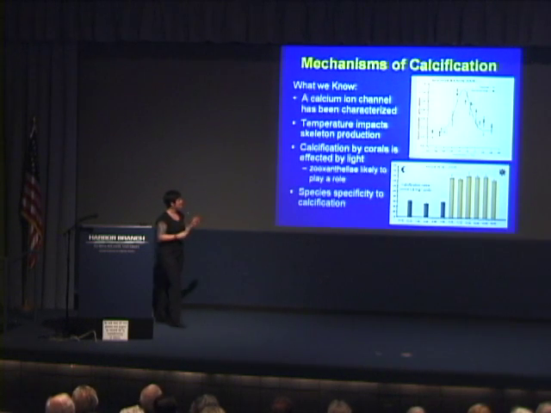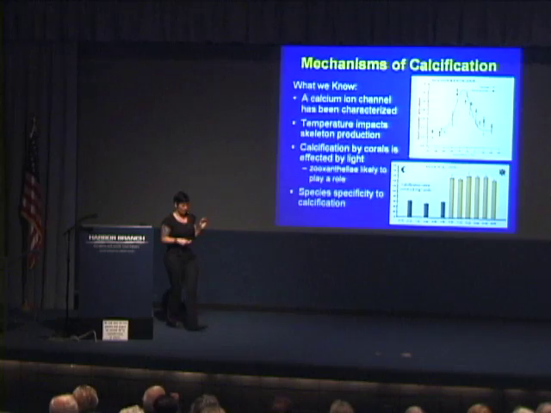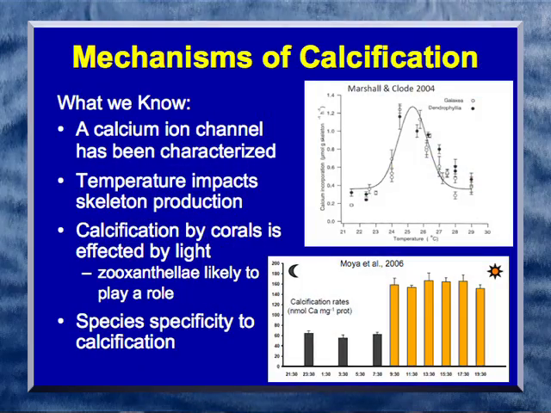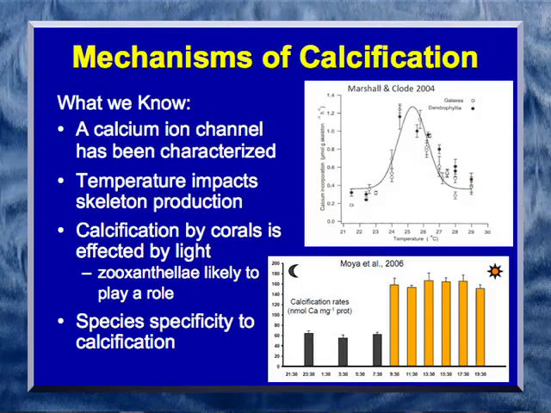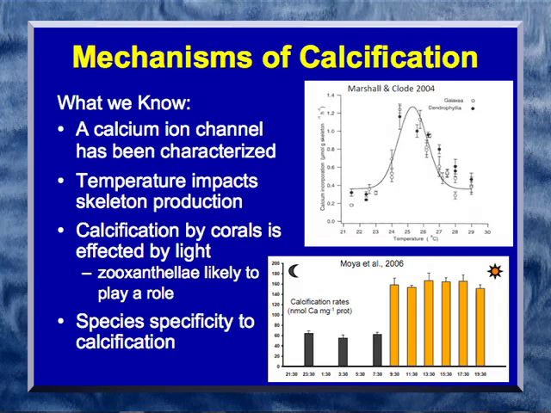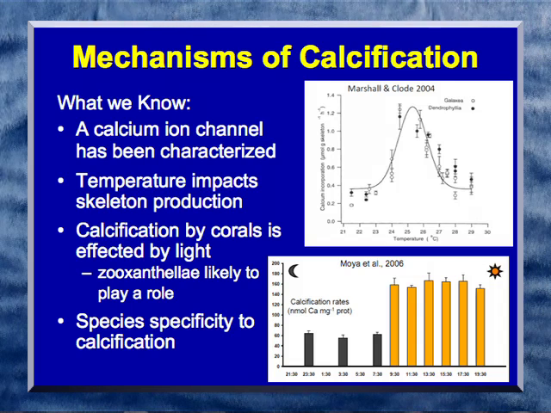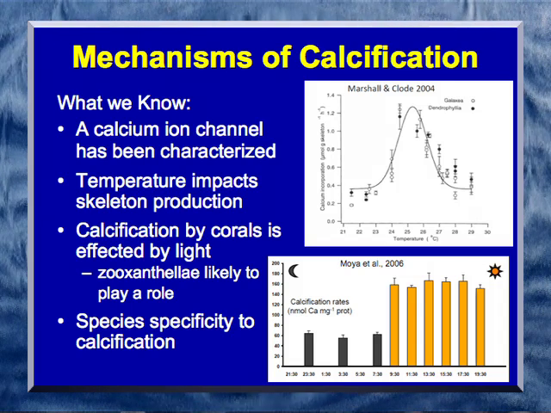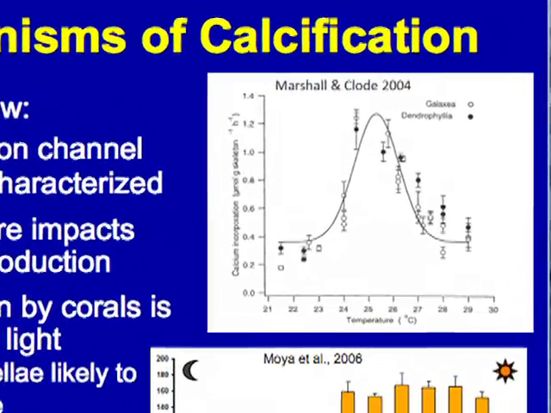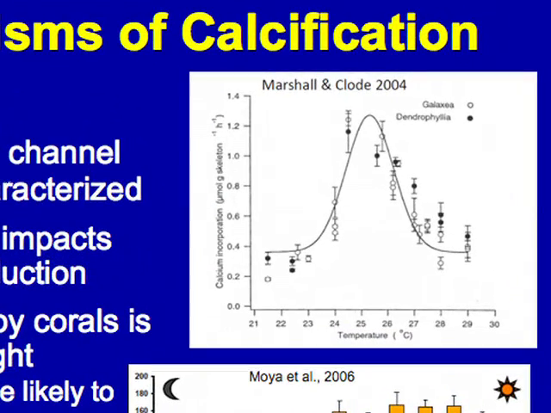And a few other things that we do know about coral calcification is that we know a calcium ion channel is involved because it has been characterized through molecular diagnostic processes. And we do know that there are temperature impacts to skeleton production. That's what this graph from Marshall and Clode 2004 shows. This is calcium incorporation into the skeleton, and you can see that there's an optimal temperature range. At too cold of temperatures, the skeleton process goes down, and at too warm of temperatures, it does as well.